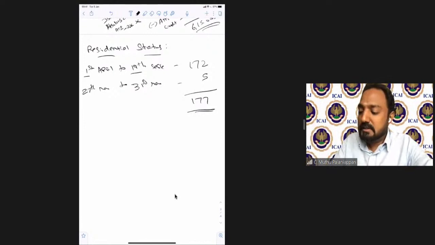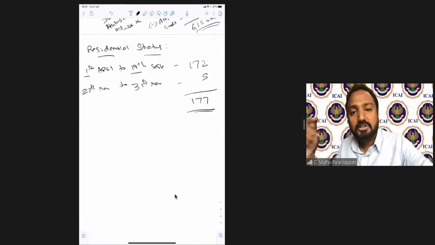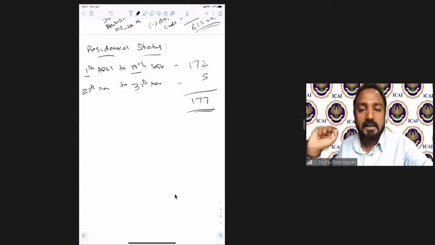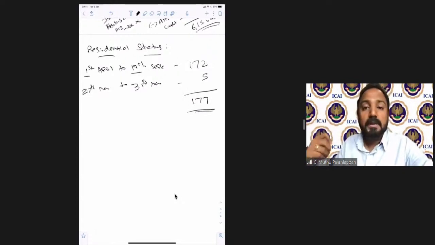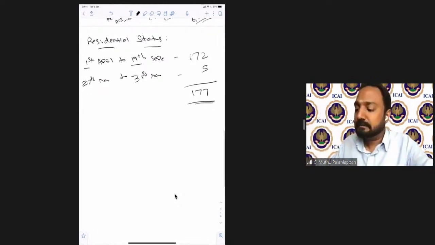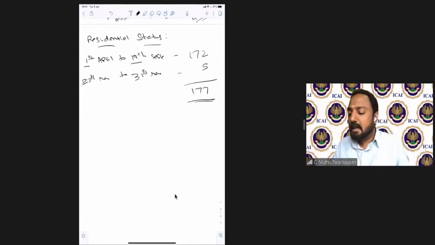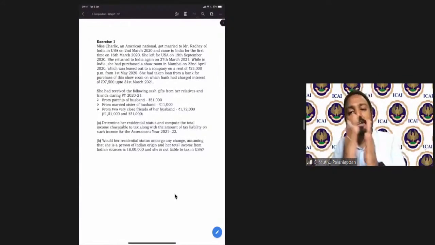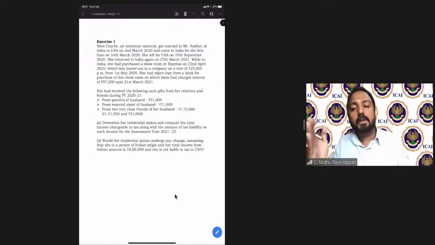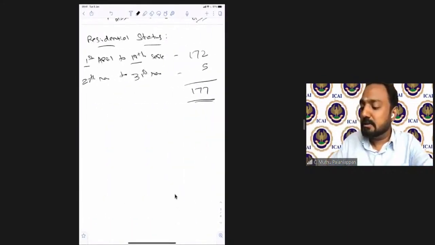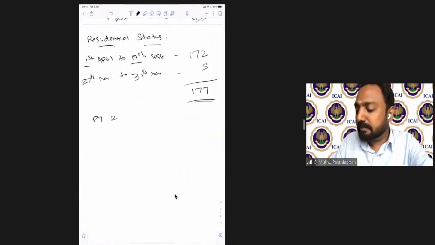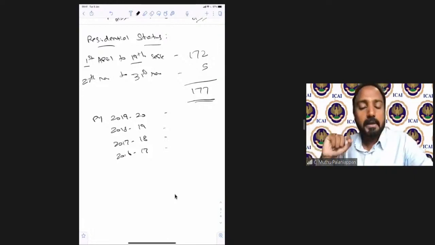Now, what is the second basic condition? We need to see whether 60 days or more in the previous year. Yes, she has stayed 60 days or more in the previous year. Then the four immediately preceding previous years. This question is talking about financial year 2021, that is previous year 2021. So for the immediately preceding previous years, we'll have to compute previous years 2019-20, 2018-19, 2017-18, 2016-17. How many days has she been staying in this particular period?